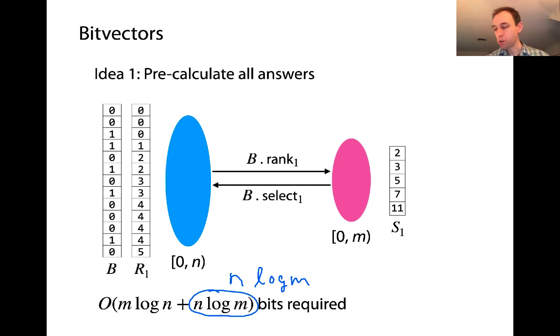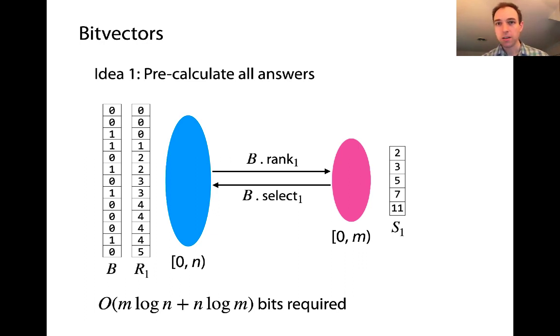Now let's look at this select array. How many items are there in the select array? Well, there are as many items in the select array as there are set bits. So there are m of them. And how much space do we need to store one offset into the bit vector, which is the answer of the select query? Well, log of n. So that accounts for this first term that I've put inside this big O. Okay, so overall, the big O is m log n plus n log m.